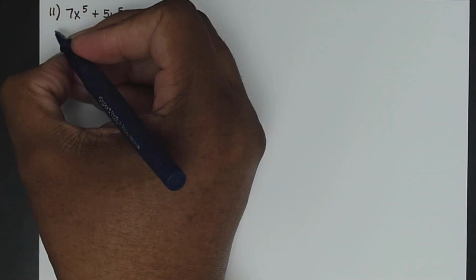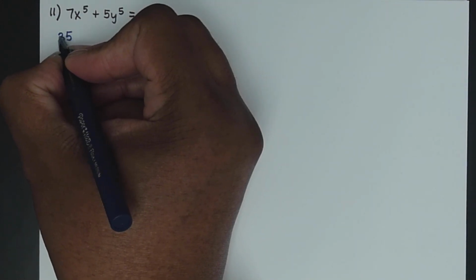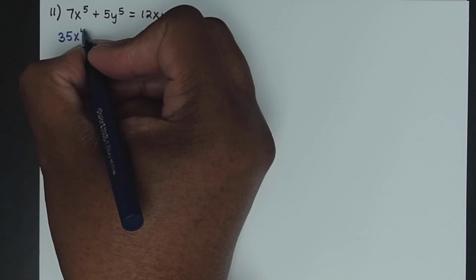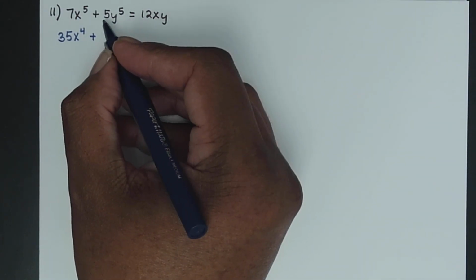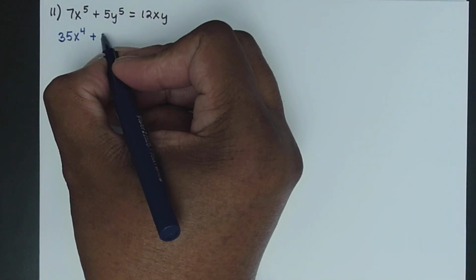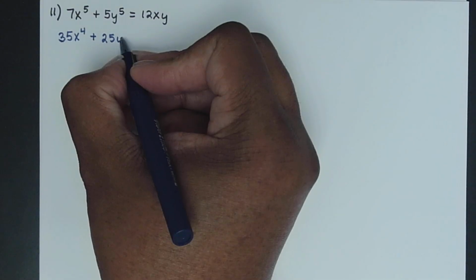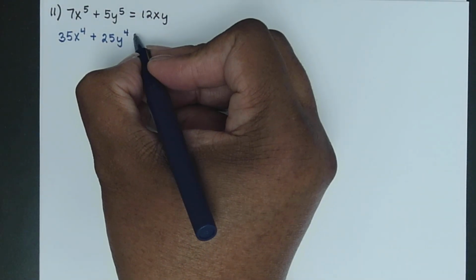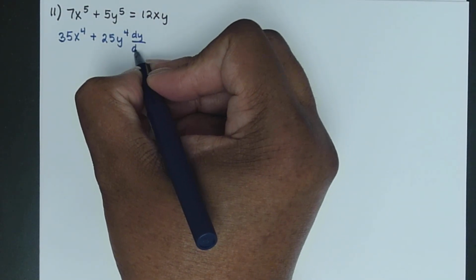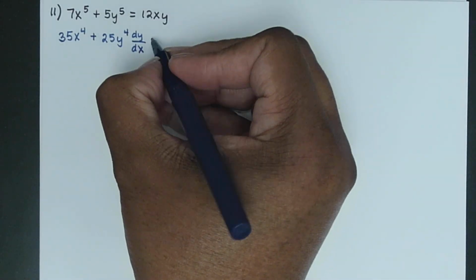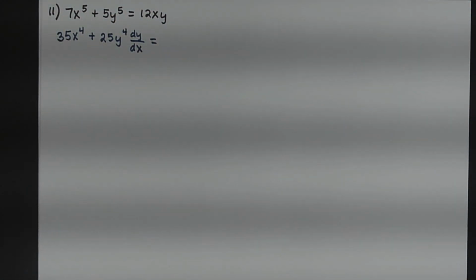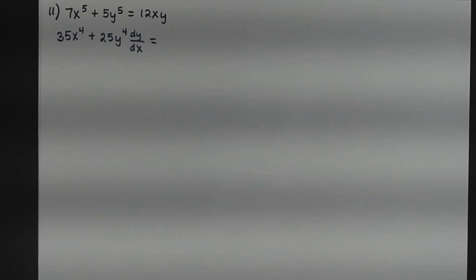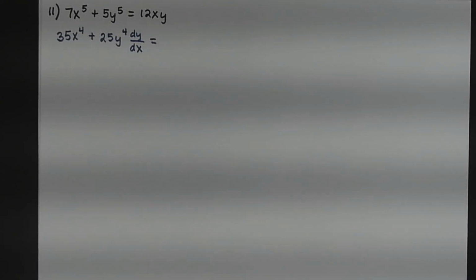So for 7x to the fifth, that derivative would just simply be 35x to the fourth, and then plus the derivative of 5y to the fifth, bring the 5 down, multiplied by that 5 in front, it'll be 25y to the fourth, but we must include dy/dx. And then that's equal to that 12xy. We have to use the product rule on that one to take its derivative.